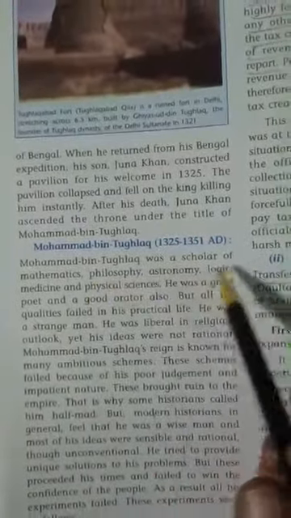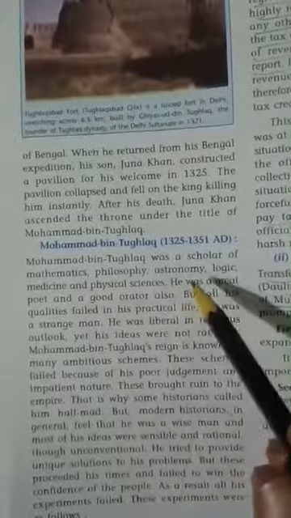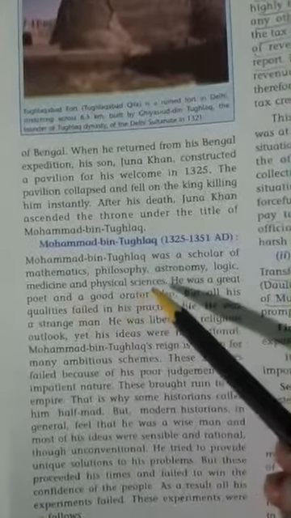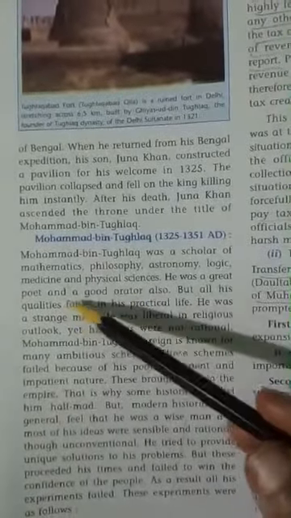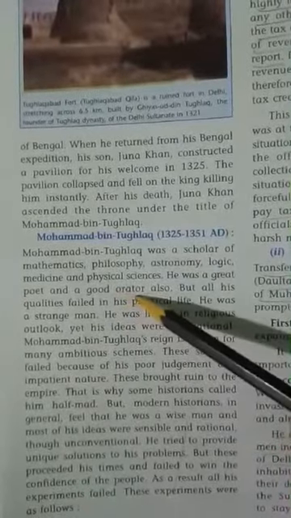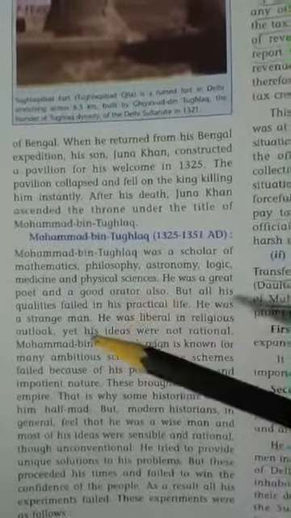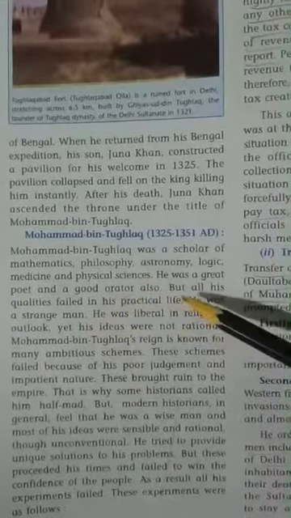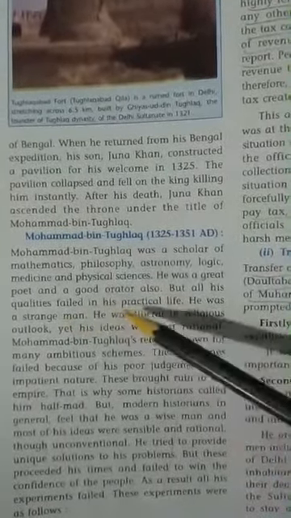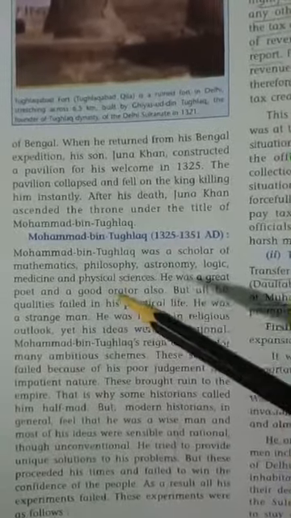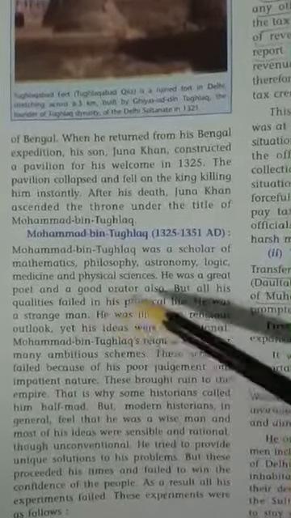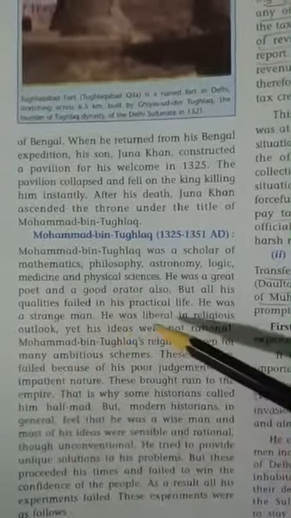Mohammed bin Tughlaq was a scholar of mathematics, philosophy, astronomy, logic, medicine and physical sciences. He was a great poet and a great orator also. Orator means a person who is very good at giving speeches in public. But all his qualities failed in his practical life. So he had such good qualities, but in his practical life, all these qualities failed.